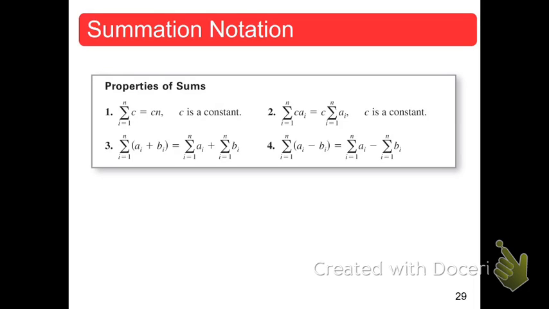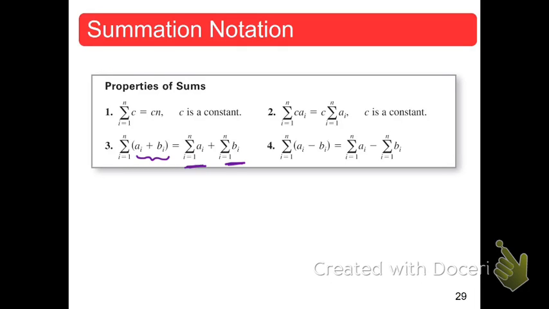All right, so 3 tells us if we're taking the summation of 2 things being added, it's the same as taking the summation of them individually. So if I'm taking the summation of 2 things being added together, then I can take the summation of the first plus the summation of the second. You did the 5x squared plus the 25. Could you do the summation of 5x squared plus the summation of 25? Yes, I could.